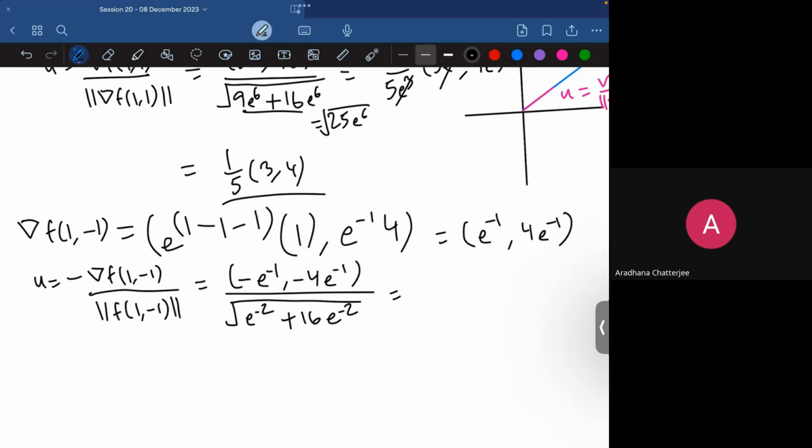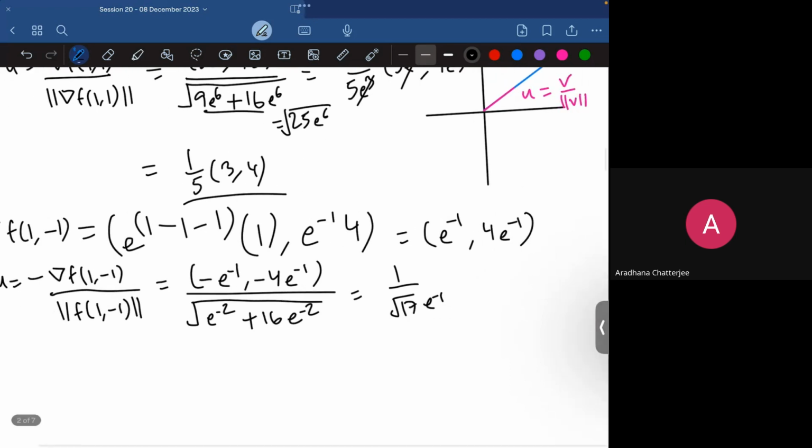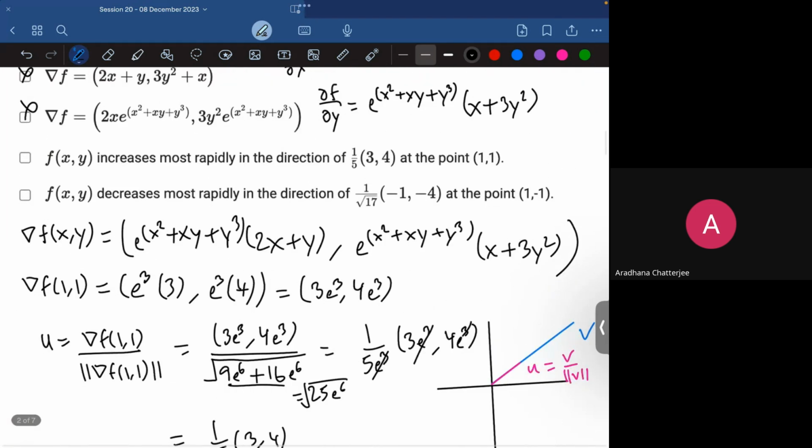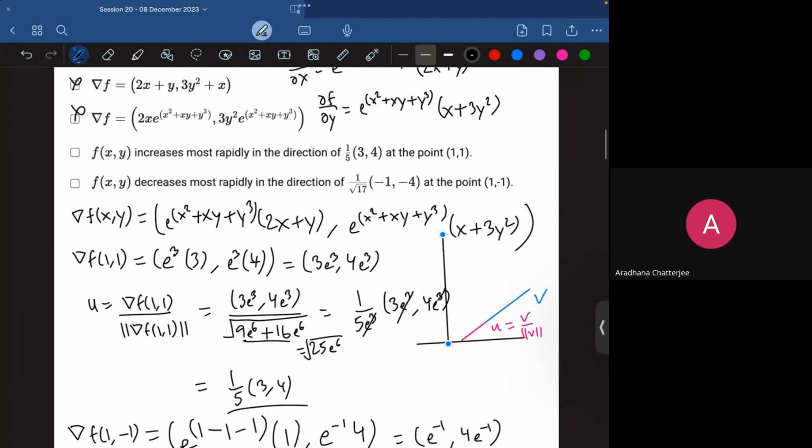So this is equal to 1 by root 17, and e raised to minus 2, we'll take the square root of that. That's just e raised to minus 1. And also we can see the numerator has e raised to minus 1, so we can just cancel it out, right? Yes, ma'am. So directly we'll just have minus (1, 4). So this is the u that gives us, yeah, that matches this answer. So here both of our answers match the options given, so this is correct.